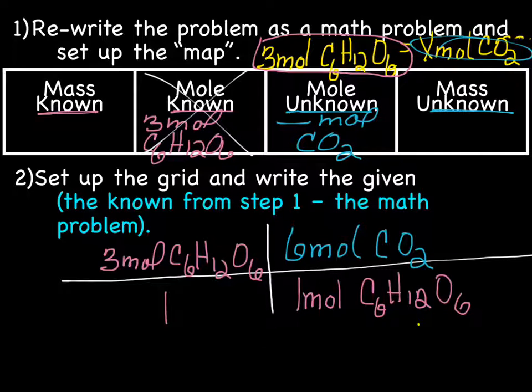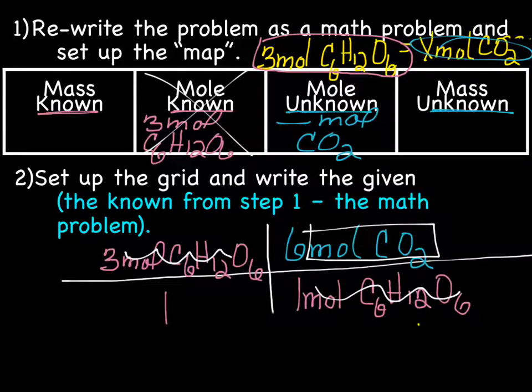And from there, let's check our units. This is important. Please take the time to cross out your units. Mole C6H12O6 indeed crosses out mole C6H12O6. And then let's double check. We're at mole CO2, which is where we wanted to be. Our map tells us we're not lost. So now all we have to do is multiply across the top, multiply across the bottom, and divide.